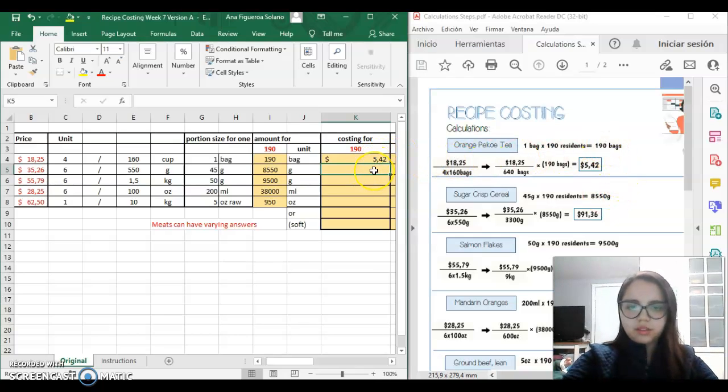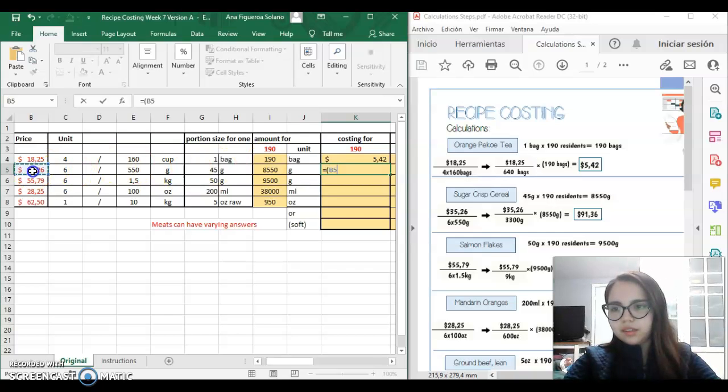Let's go with the second one. Equal, open bracket, the original price divided in 6 by 550, which is 3300 grams, close bracket, multiplied, open bracket, by the portion size, close bracket, enter. It's the same answer.